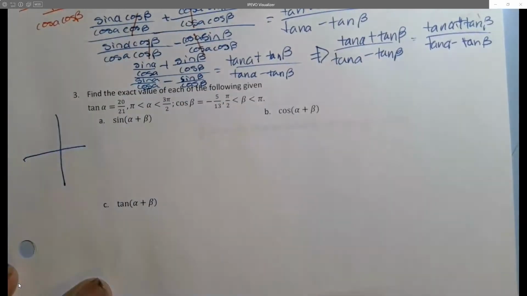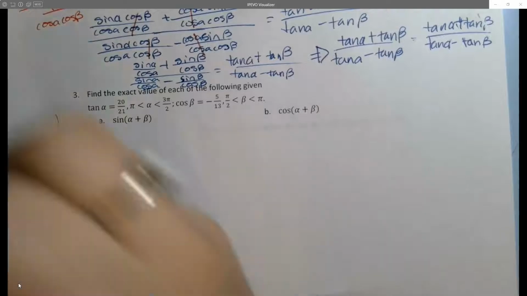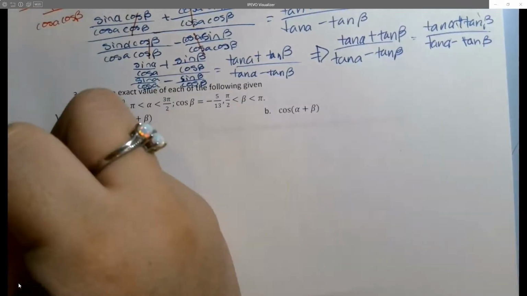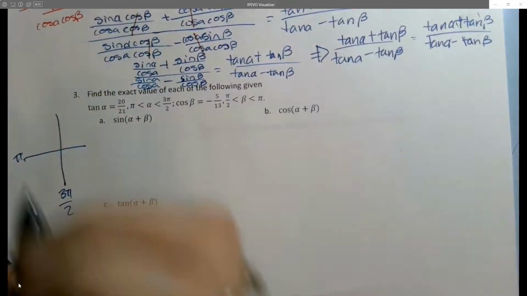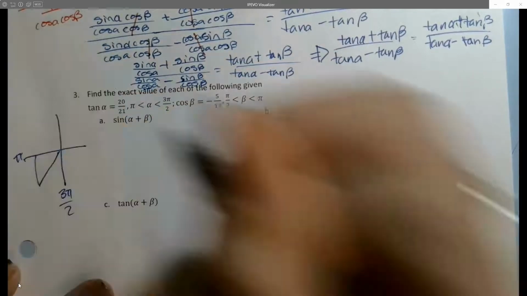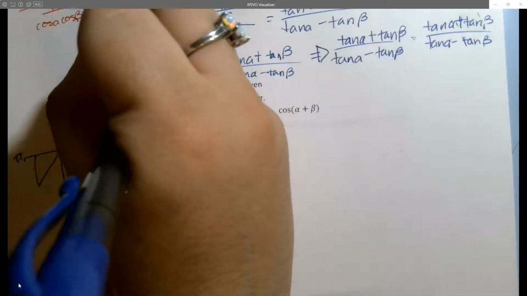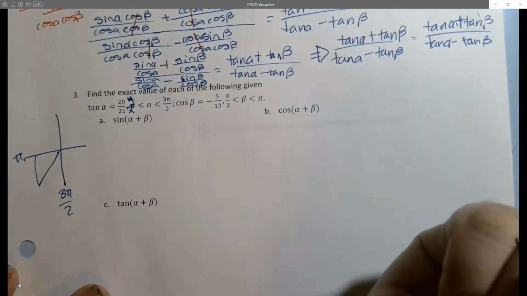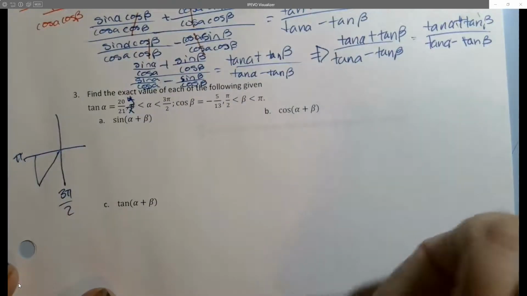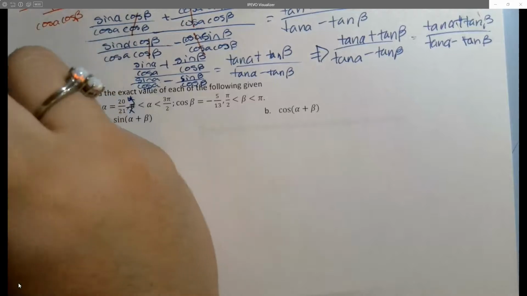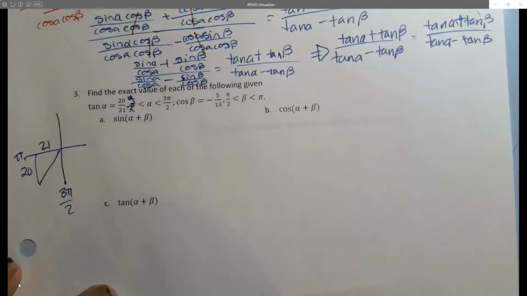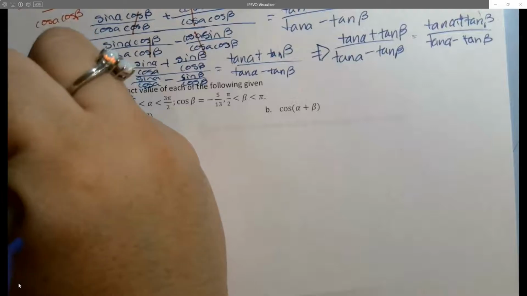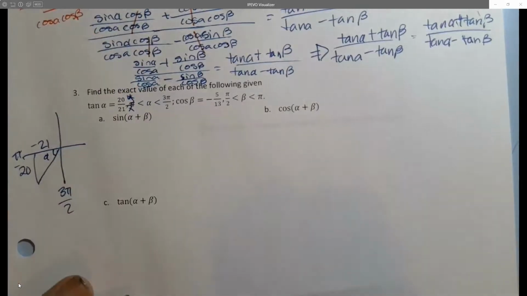So if I draw this out, tangent of alpha is 20 over 21, and alpha is between pi and 3 pi halves. So that would put this in the third quadrant. Remember, tangent is y over x. So my y value is 20 and my x is 21. Because this is in the third quadrant, I know these are both negative. And this is for my alpha.